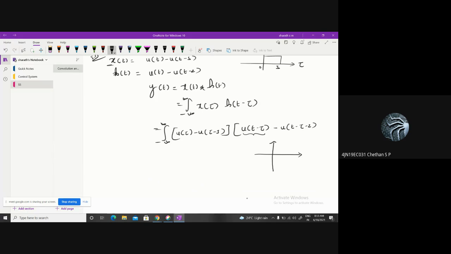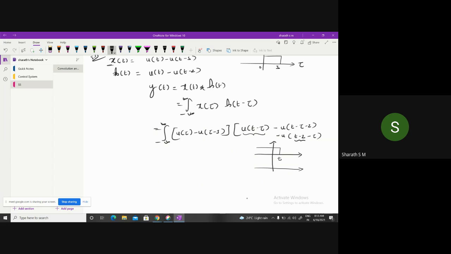A unit step function from minus infinity to t, so from minus infinity to t, that is u of t minus tau. And then u of t minus tau minus 2 can be written with a shift towards the right side, as u of t minus 2 minus tau.